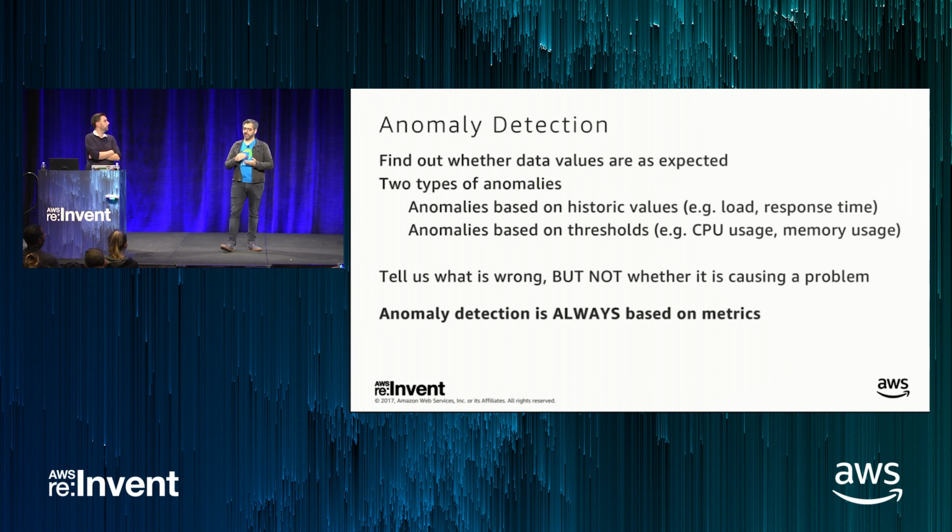Or we can, of course, also define anomalies based on thresholds, because, I don't know, 90% CPU usage is most of the time not a good sign.